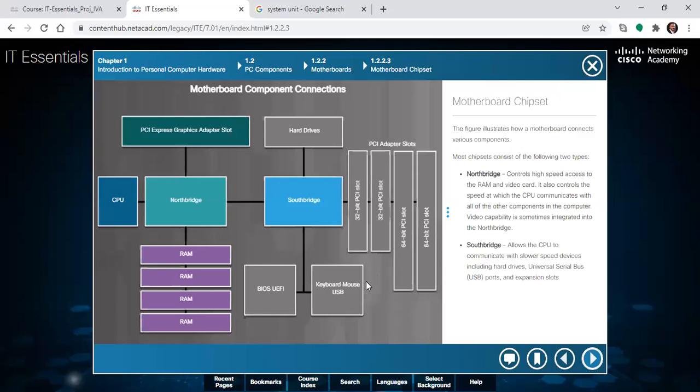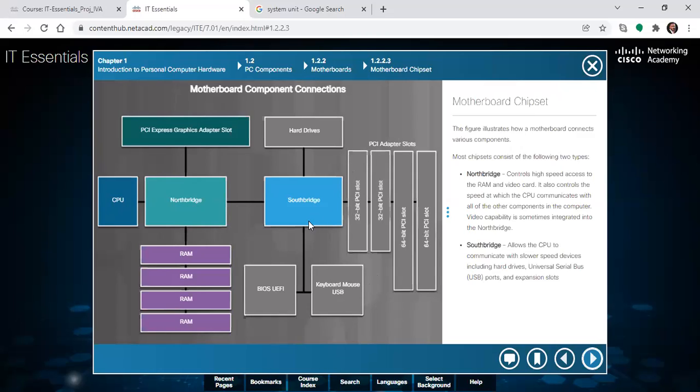So the CPU is connected to the north bridge. The north bridge has connections. The PCI is connected to the north bridge. The RAM is connected to the north bridge. While the BIOS, UEFI, keyboard, USB are connected to the south bridge. The hard drive is connected to the south bridge. All this PCI is connected to the south bridge.